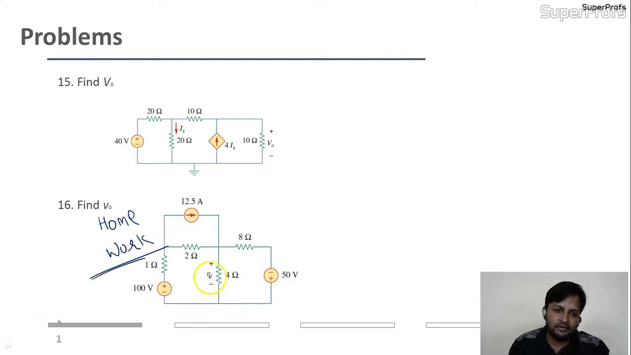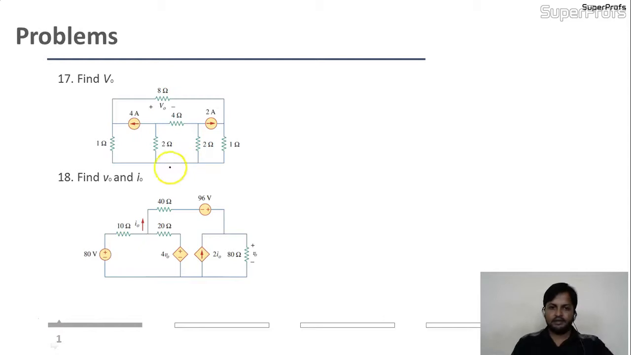Here you can apply source transformation if you want. But remember that V naught should not be changed. Where is the V naught? Here is the V naught. V naught is the voltage across the 4 ohm resistance. This condition should not change. So source transformation has a restriction: the point where you want to get something, don't change that point. Okay? Is it okay to you?